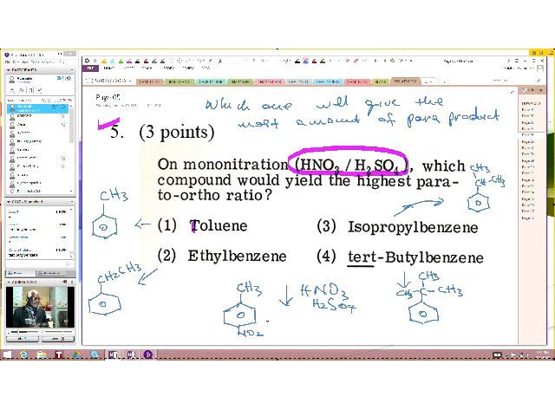4, excellent. That is correct. Why? This will give you the most para product. Why? Steric hindrance. Okay, very good. You are correct. It's because of steric hindrance.